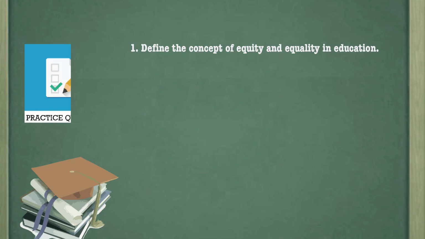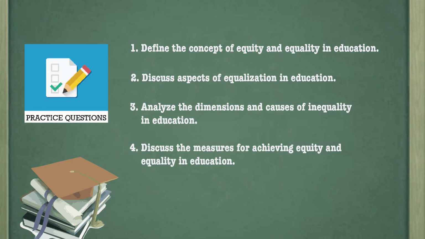After going through this lesson, I am focusing upon some important questions, and I am very hopeful that you are able to answer them: define the concept of equity and equality in education, discuss aspects of equalization in education, analyze the dimensions and causes of inequality in education, and discuss the measures for achieving equity and equality in education. I am hopeful that you are able to write the answer to these questions.